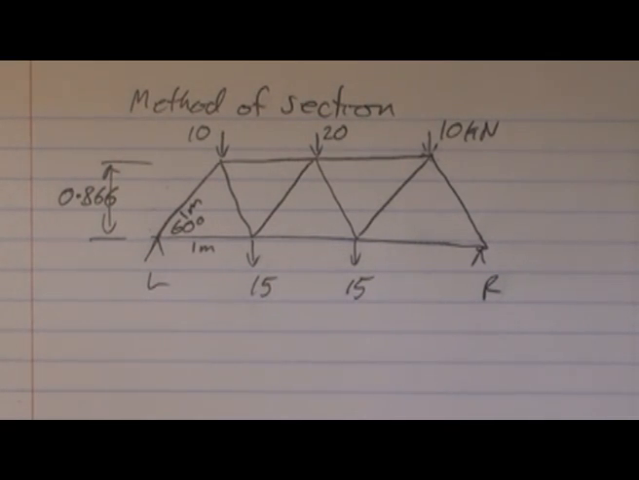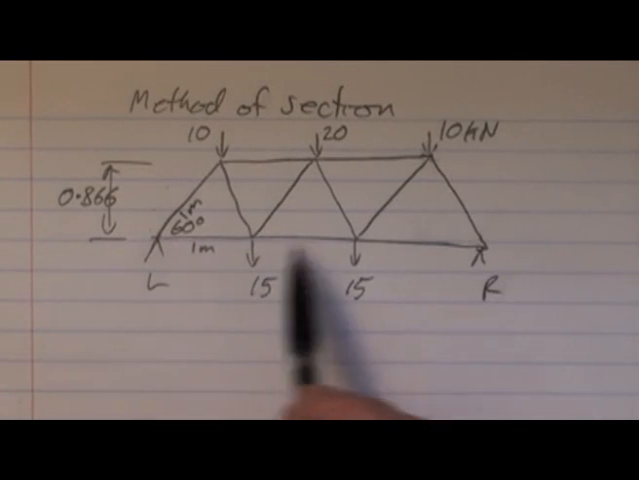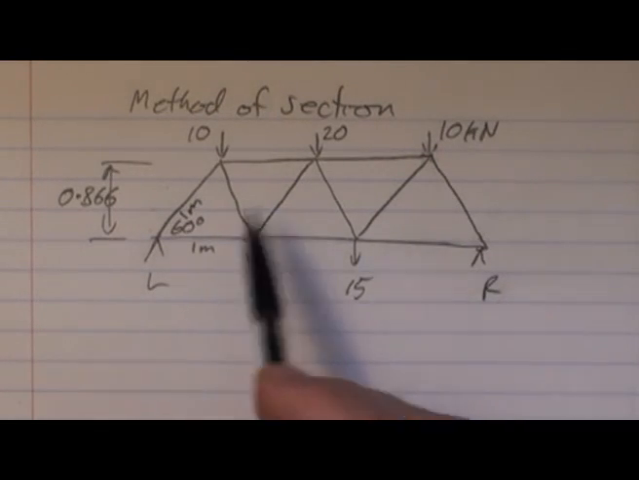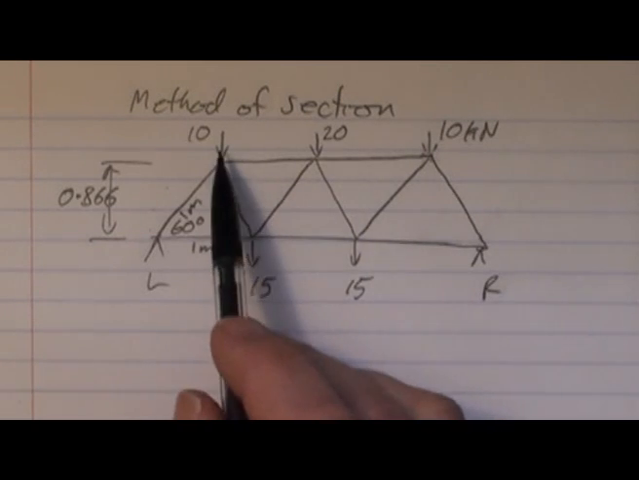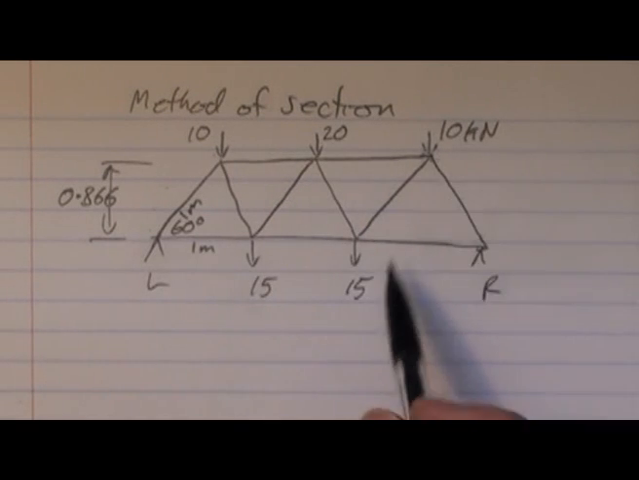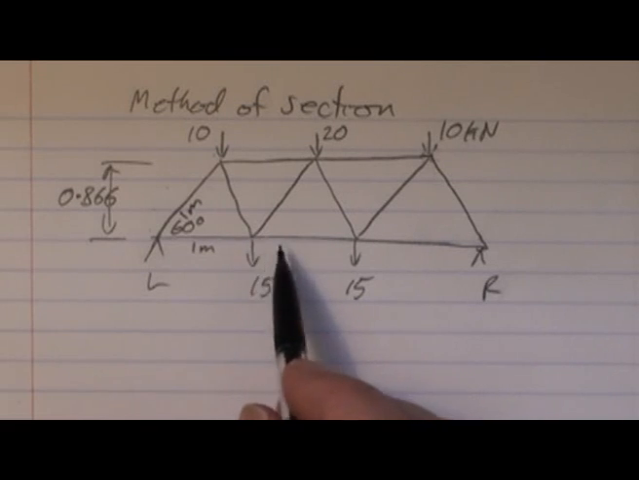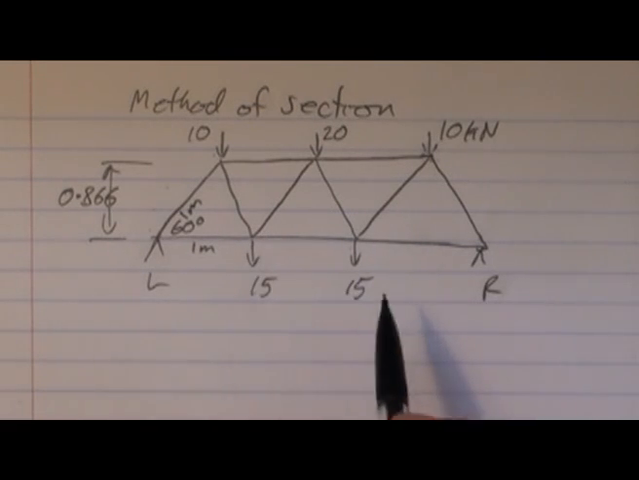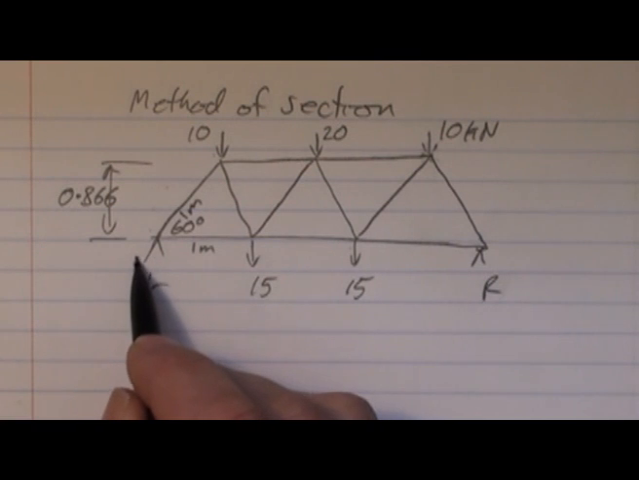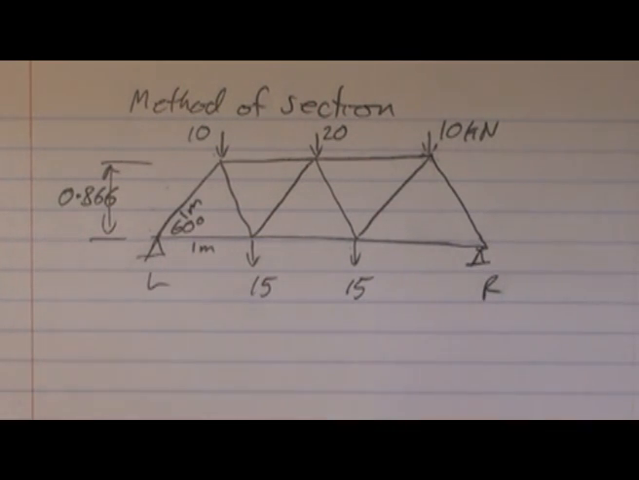Okay, so this is an example for method of sections. Here we have a truss framework, and it's got 3 loads on the top, 10 kilonewtons, 20 kilonewtons, 10 kilonewtons, and 2 attached to the bottom, 15 kilonewtons each. Supported left hand end and right hand end.